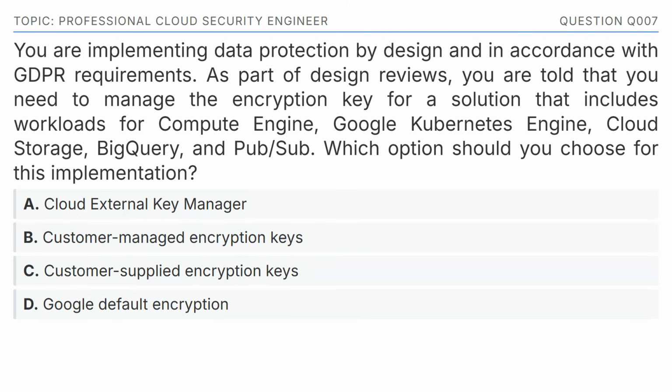You are implementing data protection by design and in accordance with GDPR requirements. As part of design reviews, you are told that you need to manage the encryption key for a solution that includes workloads for Compute Engine, Google Kubernetes Engine, Cloud Storage, BigQuery, and Pub/Sub. Which option should you choose for this implementation? The options are: Option A, Cloud External Key Manager. Option B, Customer Managed Encryption Keys. Option C, Customer Supplied Encryption Keys. Option D, Google Default Encryption.